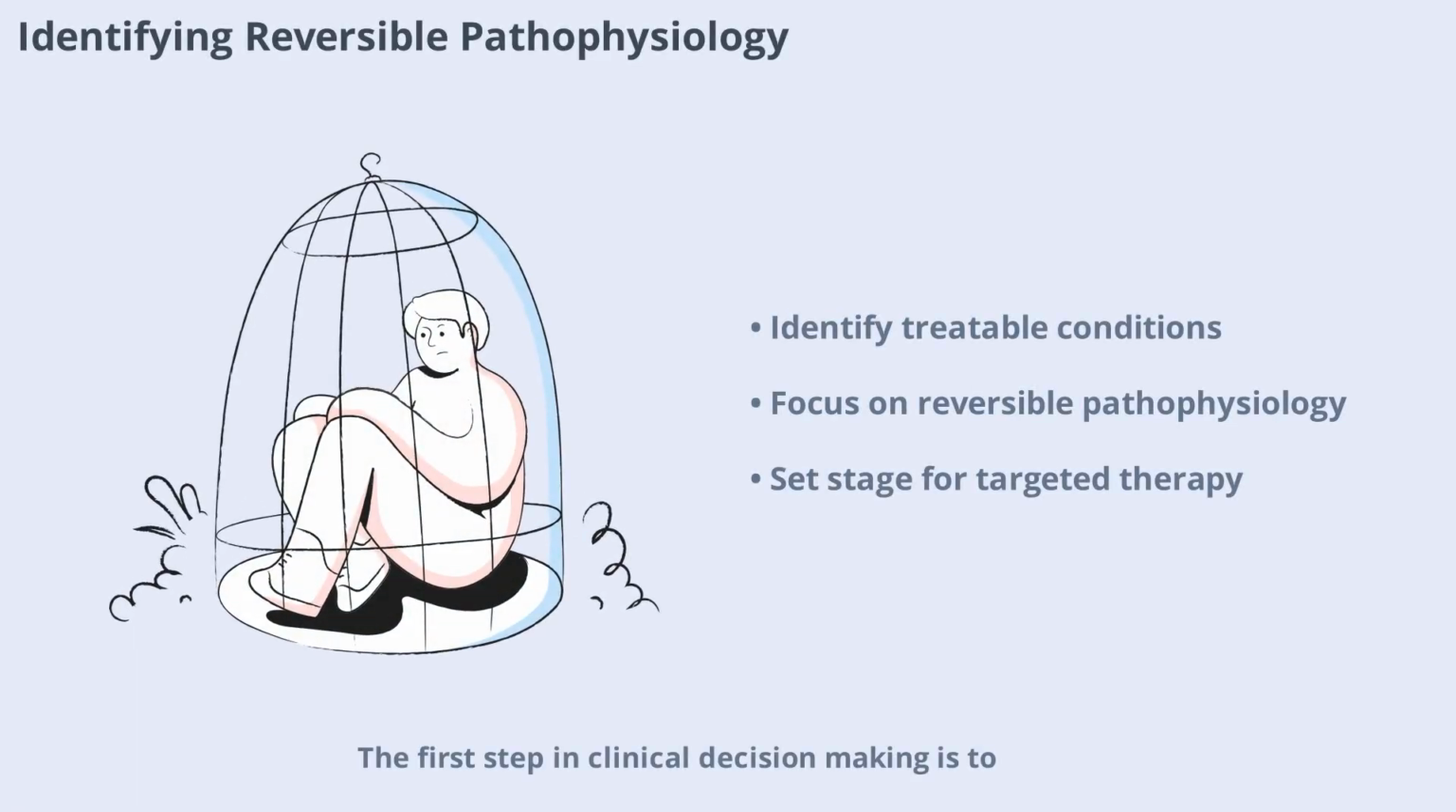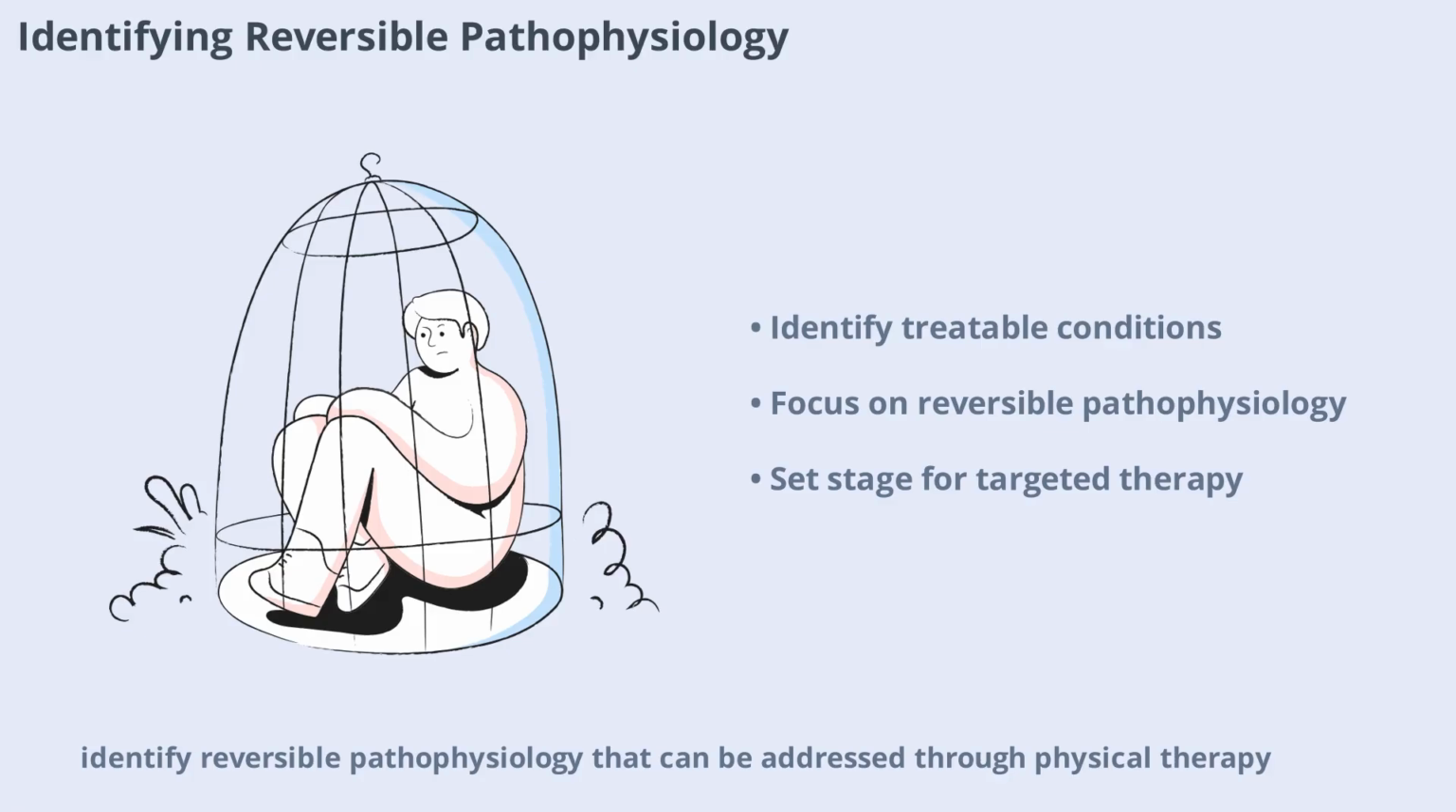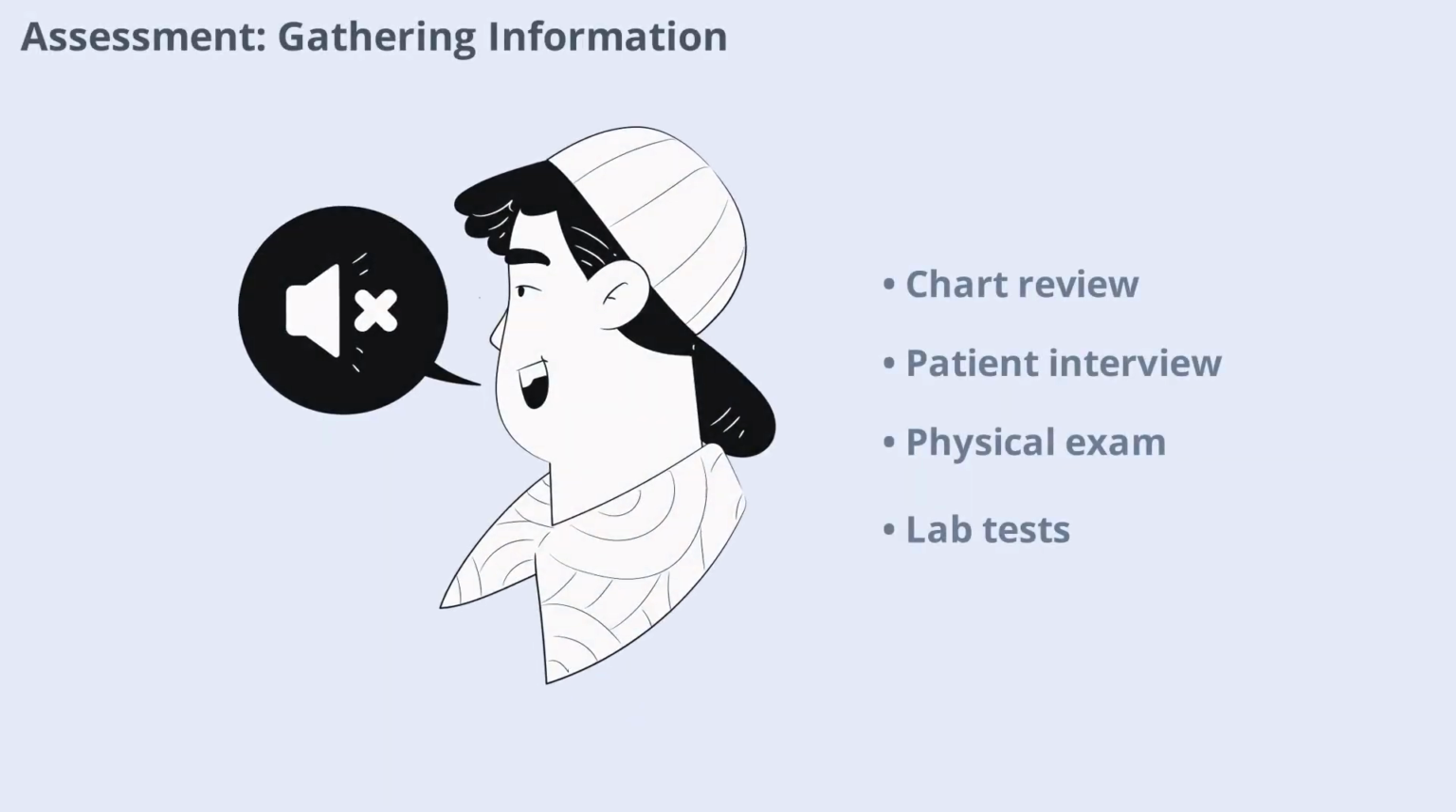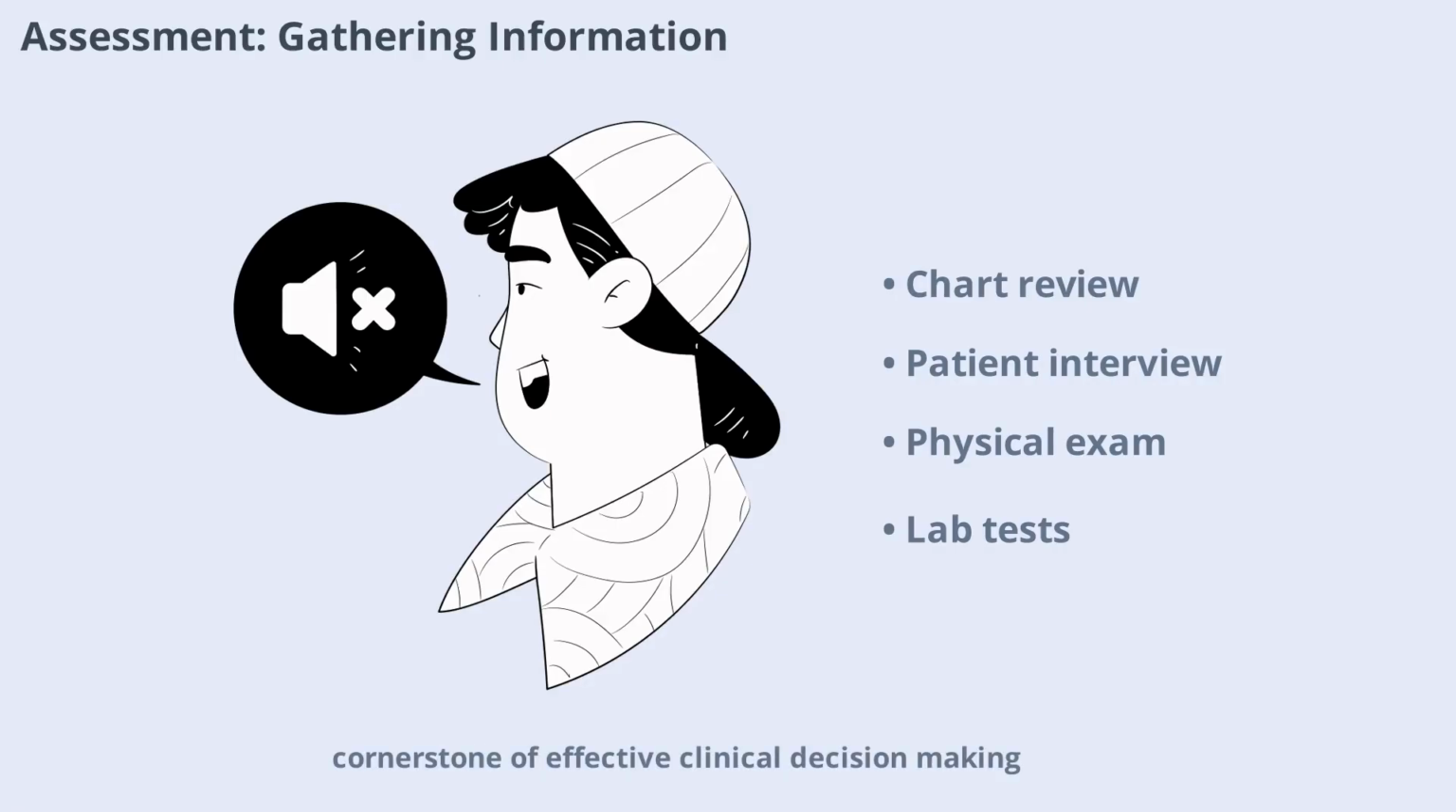The first step in clinical decision-making is to identify reversible pathophysiology that can be addressed through physical therapy. This means looking for underlying issues that, if treated, could significantly improve the patient's function and prevent complications. Therapists must use their clinical judgment to determine which aspects of a patient's condition are amenable to intervention. This careful identification sets the stage for targeted, effective therapy and ensures that time and resources are focused where they'll make the most difference.